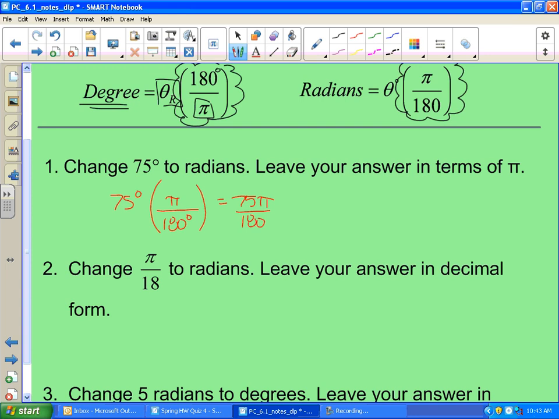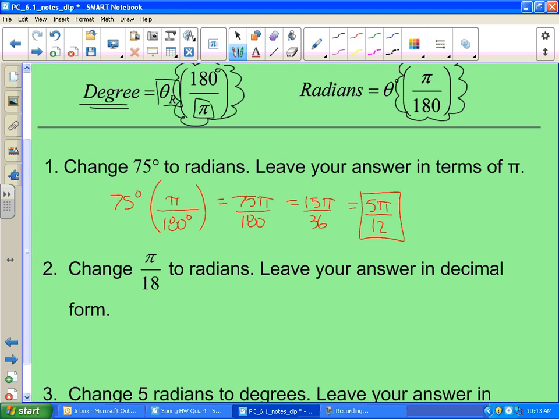Let's see, 5 goes into both of those, so we can at least go to 15 pi over 12. No, 36. What am I thinking? 36, thank you. And then 15 and 36, 3 goes into both of those. So we can take ourselves to 5 pi over 12. That is what we say leaving your answer in terms of pi looks like. Reduce your fraction, leave pi. That's actually a more exact answer than converting pi to a decimal and then going out.